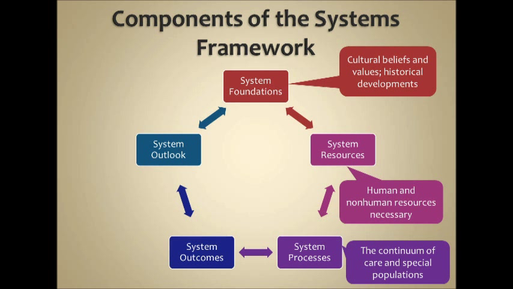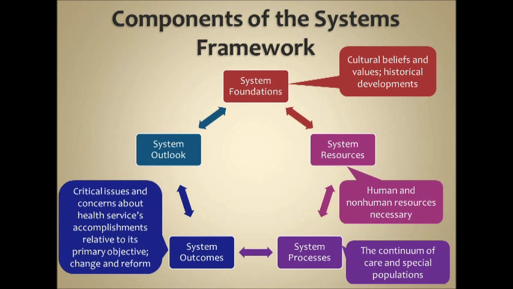In addition, there are system processes. These are the continuum of care and special population care. So you have these different processes that people have to go through to obtain their care, regardless of whether they're on a health plan or not. At the end of the day, you have some system outcomes, so critical issues and concerns about a health service's accomplishments relative to its primary objective, which you may remember from the first lecture was to make sure to deliver health care to all its people. System outcomes are a place where change and reform can take place, because if the system realizes it's not producing outcomes from its processes and resources, then it can change them.